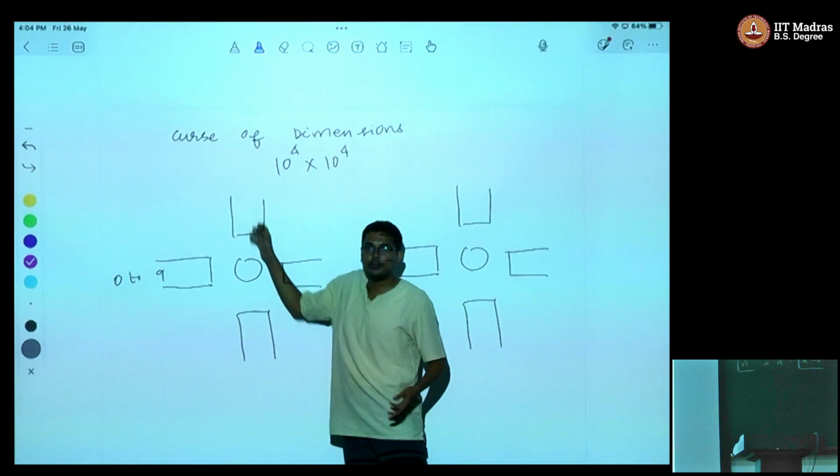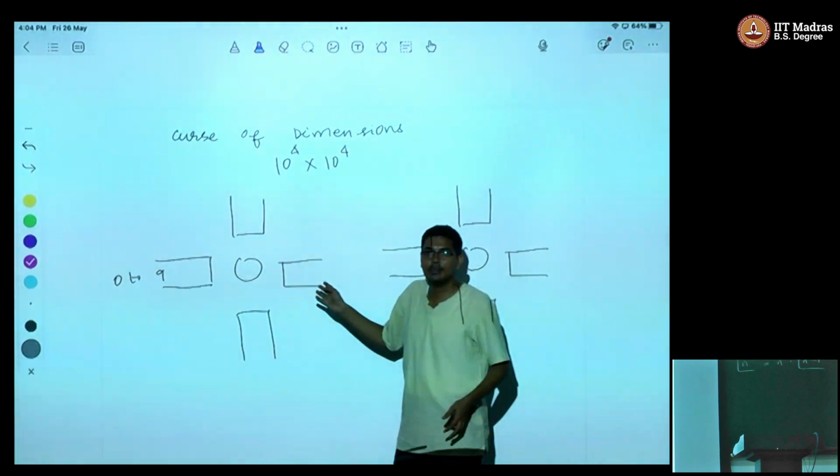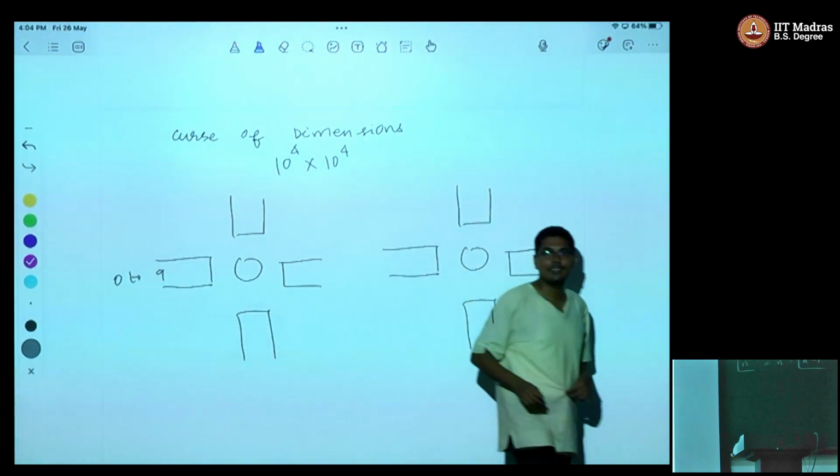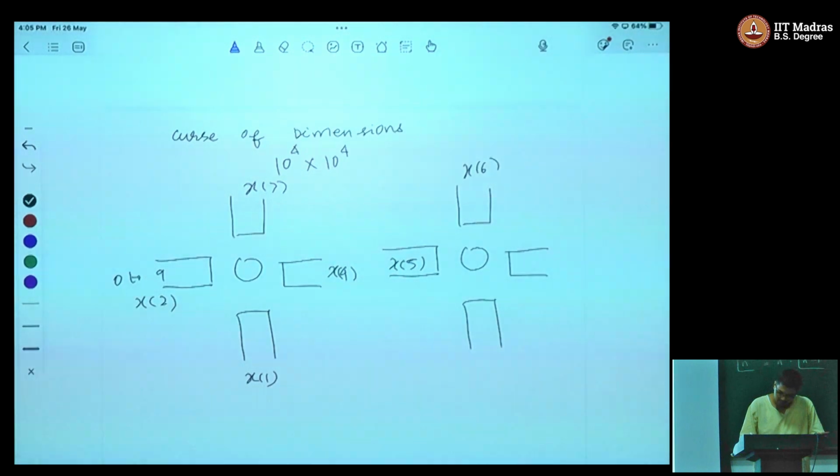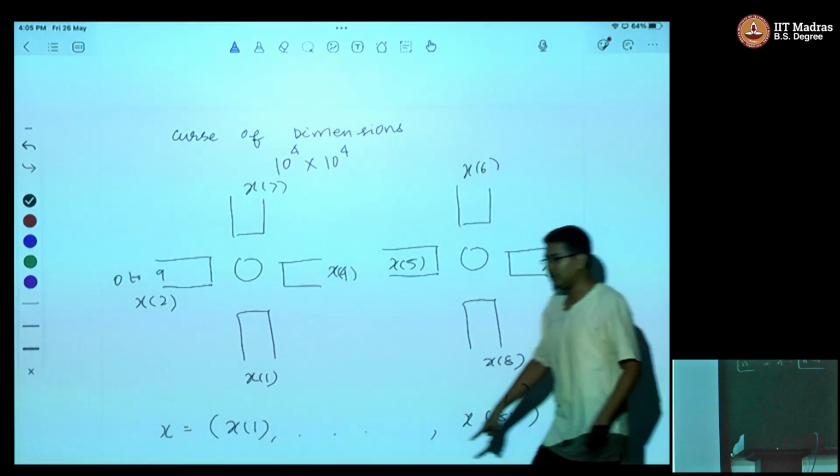Why did we get 10 power 4 in the first place? 10 into 10 into 10 into 10. Why is it not 4 into 10? Because all the 4 junctions there are interconnected with each other in the first case, and again separately in the second case. If I write all these things, this is x1, this is x2, this is x3, x4, x5, x6, x7, x8, x equals x1 to x8, the number of possible ways of filling this.